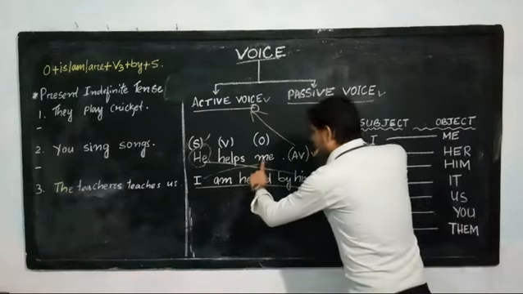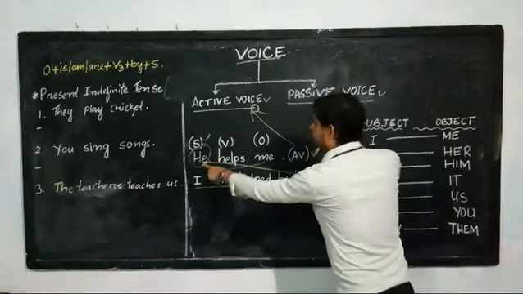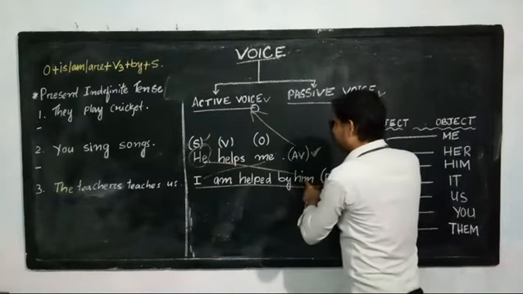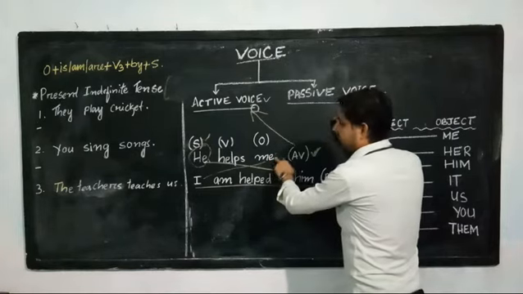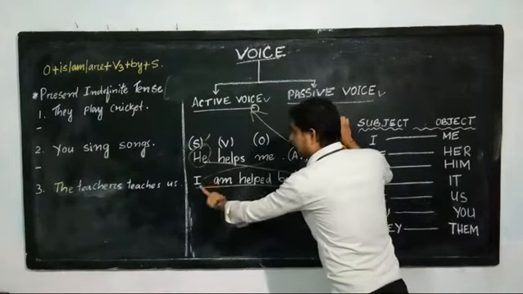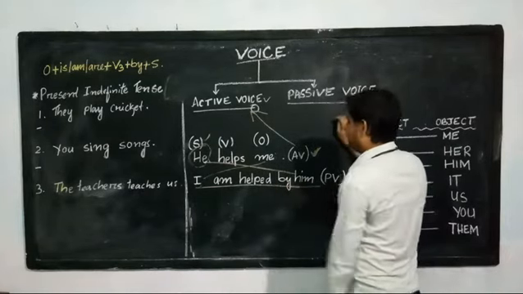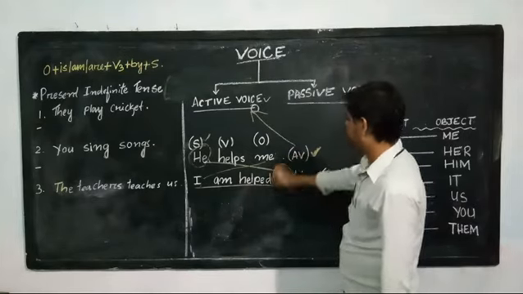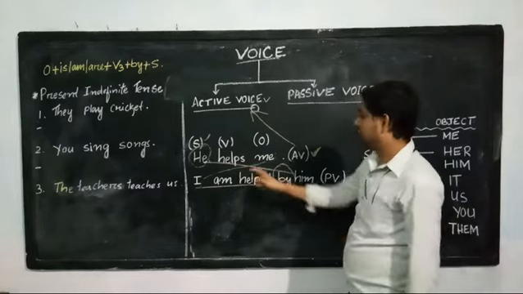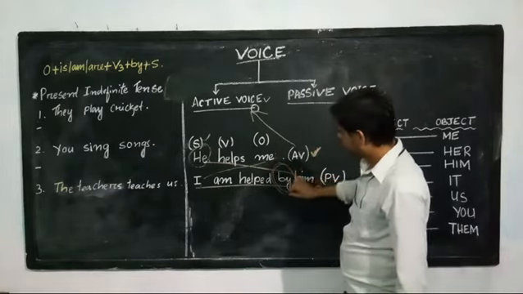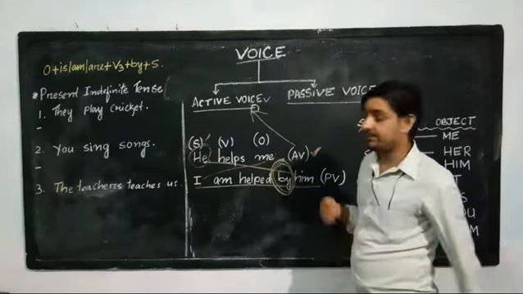Always you will find that in the passive voice, the subject of the active voice goes in the place of the object, and the object of the active voice becomes the subject in the passive voice, with the help of the preposition by. We have to add this preposition by, because something is done to the subject.